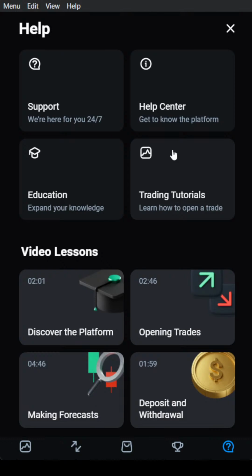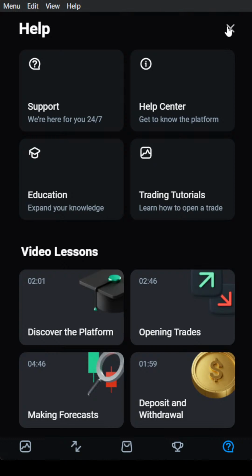Also, for the people who are new to the platform, who have just joined, over here you will have access to all the important items for the basic level of trading. When you're new, you just don't know where to start, how to make a deposit, how to make a forecast, how to study the candles. All of this is there in this education, trading tutorials, and these video lessons. So you can go through that as well.